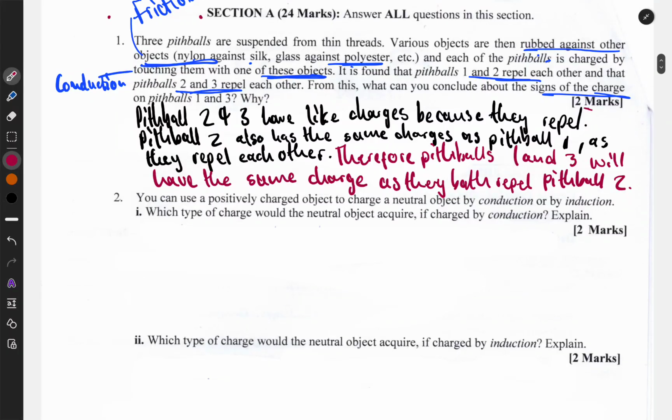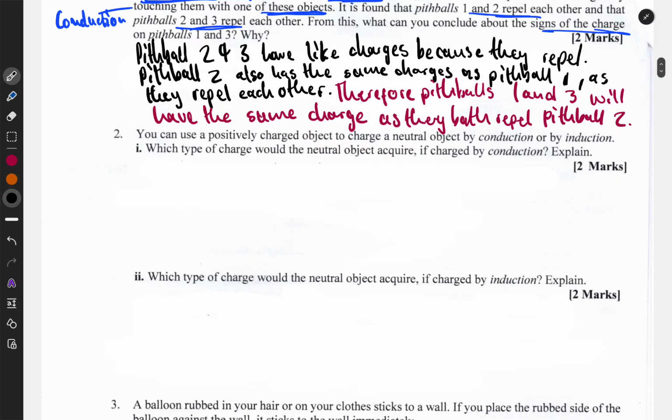So, okay, that was a whole lot of stuff. It's just coming from like charges repel. That's basically what they were testing, if you know that.